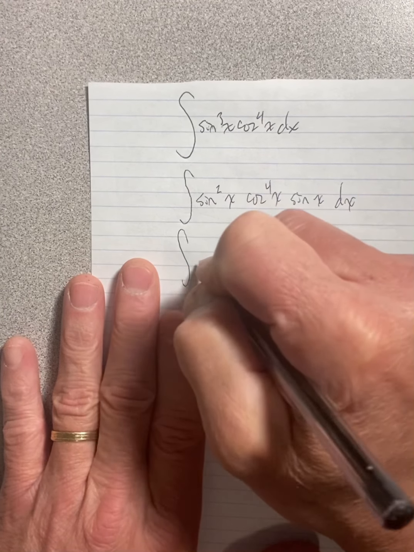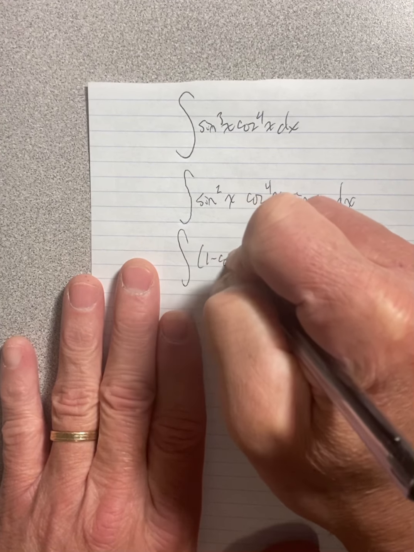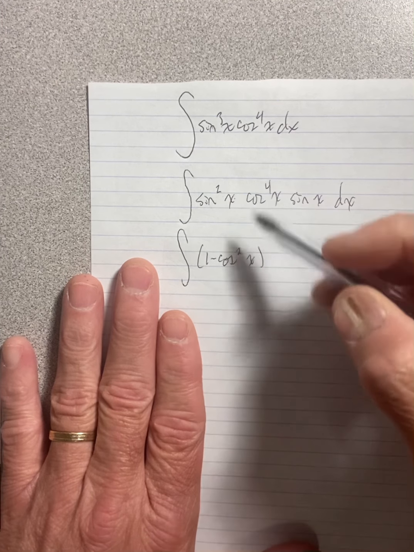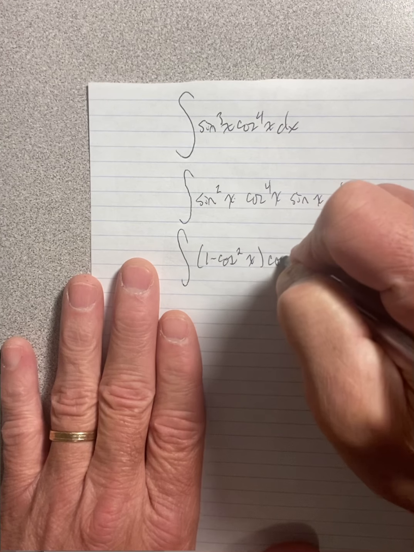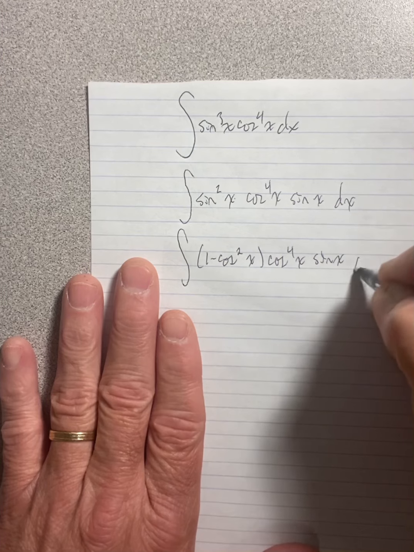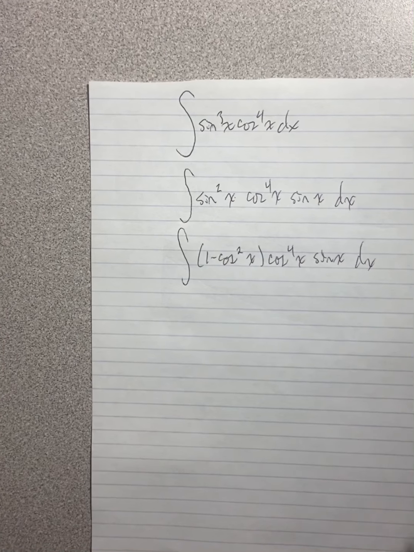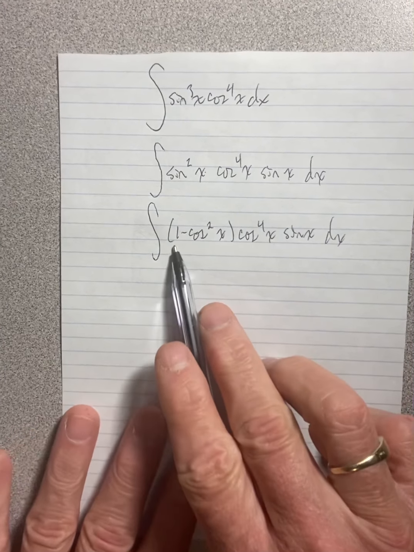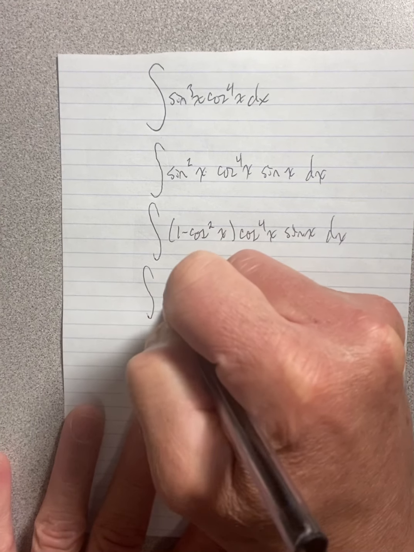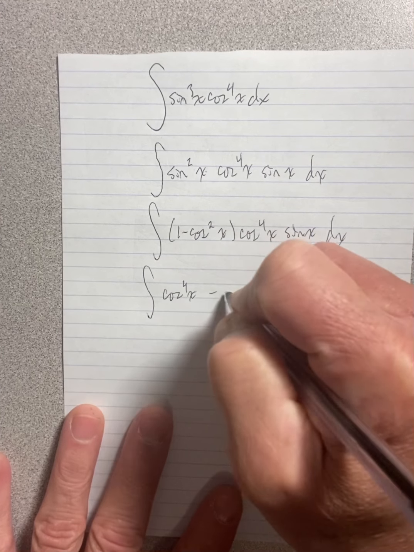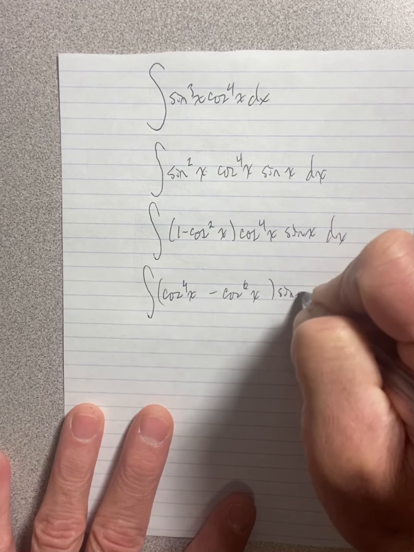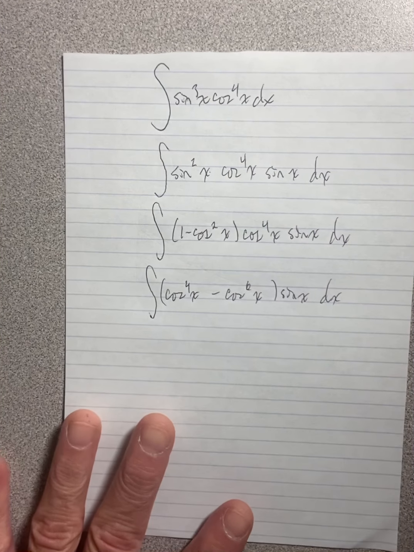And now that this one's out, we want everything to be cosine. And so I'm going to change that to 1 minus cos squared x, because sine squared we know is 1 minus cos squared by the Pythagorean identity, okay? And then I can even distribute this, leaving this out here. So I'll have cos to the fourth x minus cos to the sixth x sine x dx. And now maybe you can see what's coming.